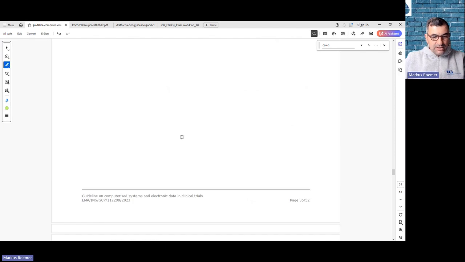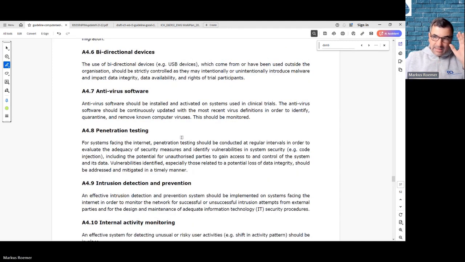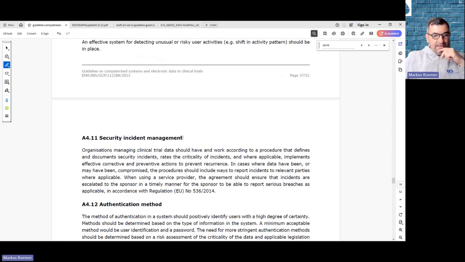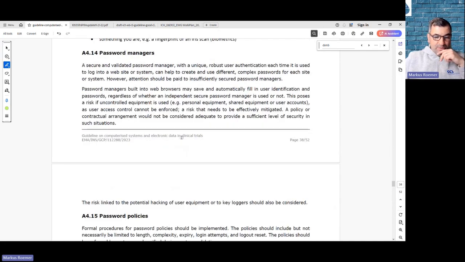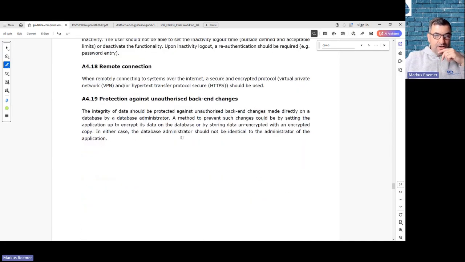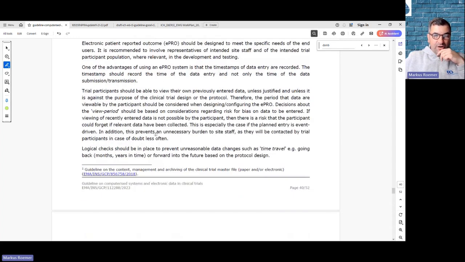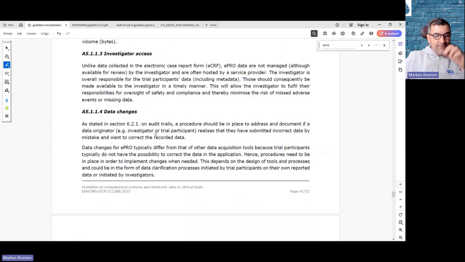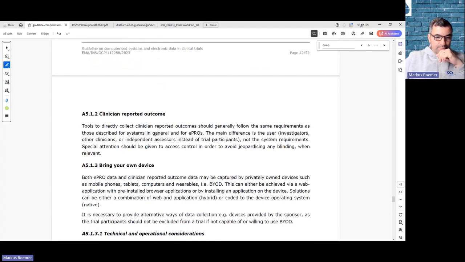Basically, it should be logical and so on. You'll find more on security, interfaces, firewalls, penetration testing in the internet, activity monitoring, remote authorization, if you need that, password managers, password policies, inactivity logs, remote connections, for example, for system maintenance by the external provider, and so on. So I have not found anything that they have forgotten here to define. A great document. I must say that really a great document, training, user support.